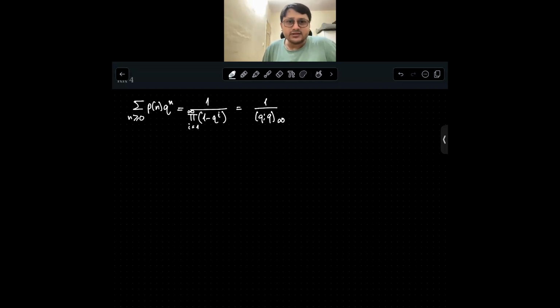We also saw the one variable generating function for partitions into distinct parts. So if dn denotes the number of partitions of n into distinct parts, then the one variable generating function for dn was something like this. Right? And we can write this as minus q comma q infinity in the shorthand notation. Okay. So these are the two generating functions that we want to extend into a two variable generating function.